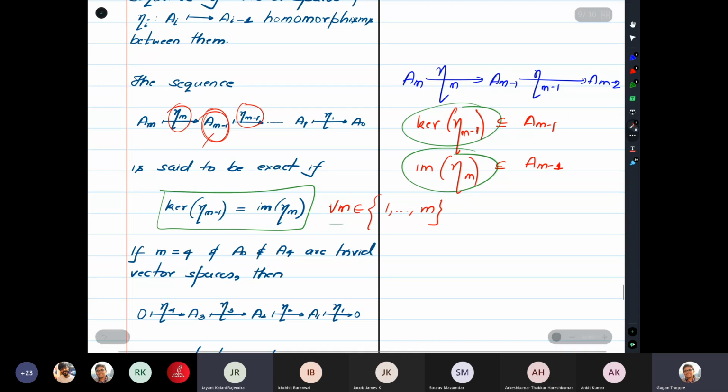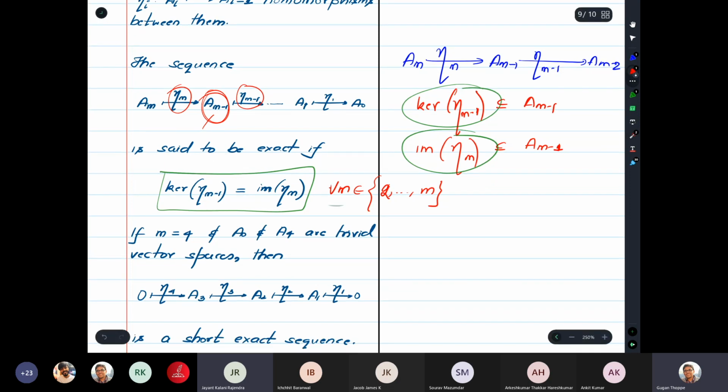So maybe I shouldn't talk of image of eta 1. Maybe it should be true from 2 to n. Is that correct? Yes, this seems okay. So we want this relationship to be true for every m in 2 to m. That is, it should be true all the way up till A1. Is this okay? So that is what we require.